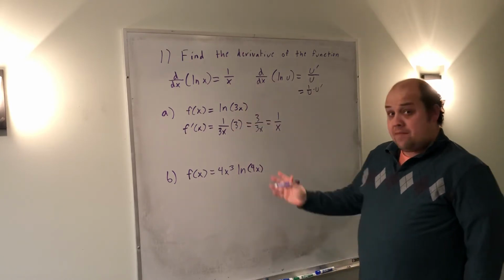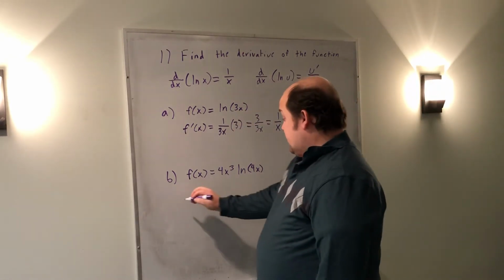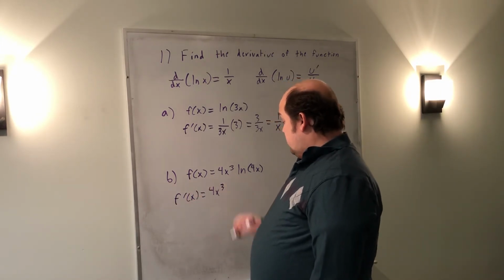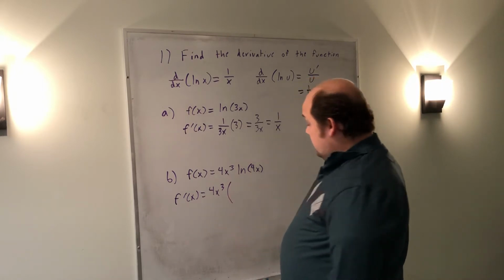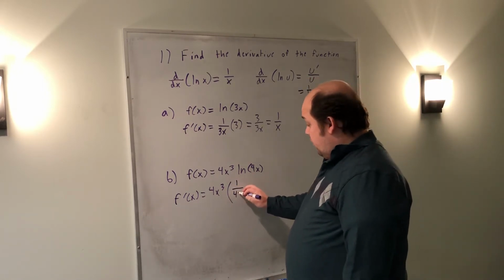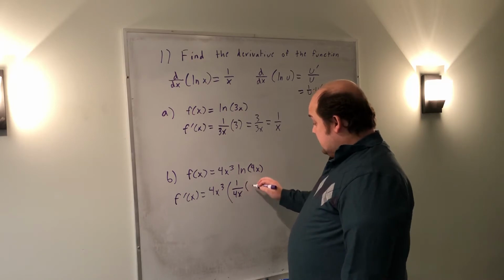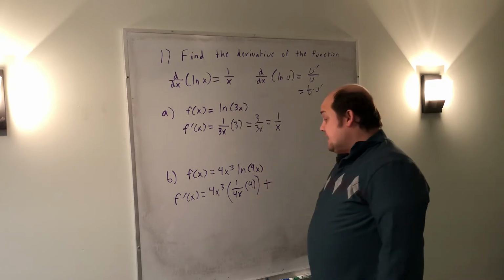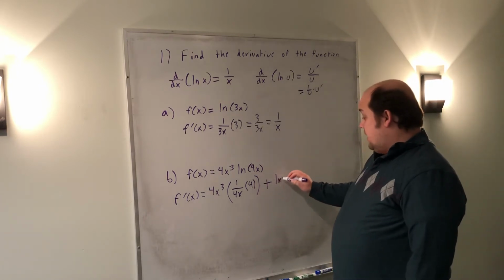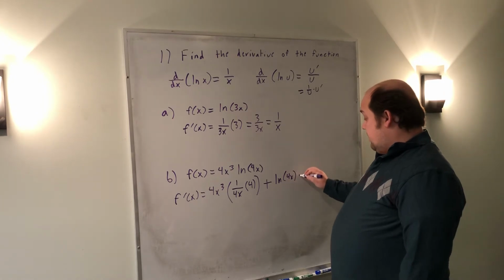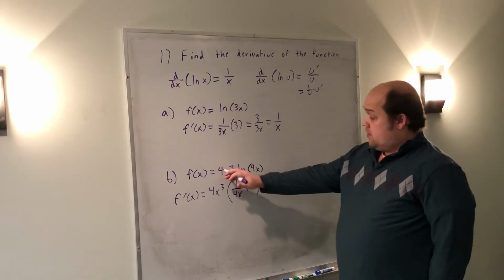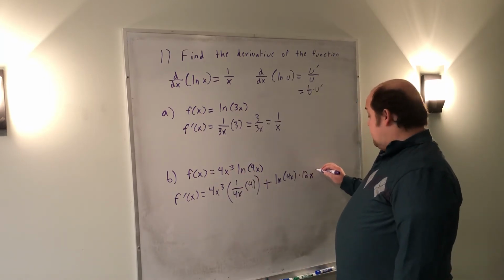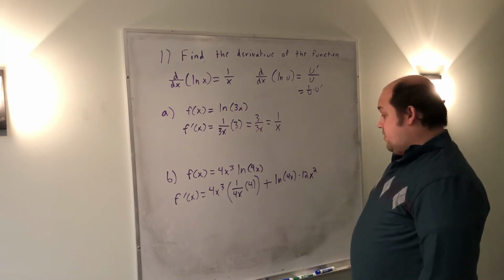So I need to think way back to my product rule, which says the derivative equals the original first, 4x cubed, times the derivative of the second. The derivative of the second is 1 over u, or 1 over 4x, times the derivative of the inside. The derivative of 4x is 4. I need to add to that the second times the derivative of the first. So ln 4x is the second. I'm going to be multiplying that by the derivative of the first. 4x cubed, 3 comes down, 3 times 4 is 12, and then subtract 1 from the exponent to make it x squared.